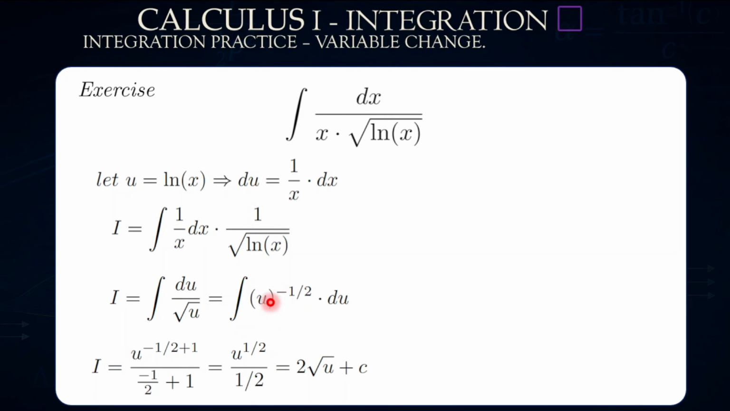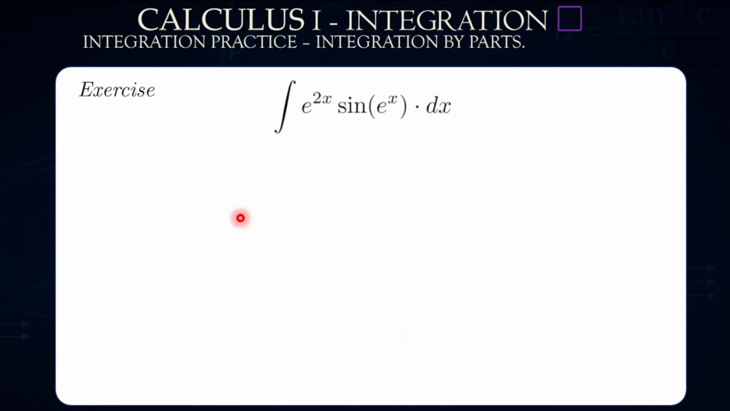du, which is, the result for that is equal to u to the power minus 1/2 plus 1, because you always add 1 to the power, and then you divide by the entire power in the denominator. So u to the power minus 1/2 plus 1 divided by minus 1/2 plus 1, or u to the power 1/2 divided by 1/2 equal to 2 square root of u plus c, which is, you replace back u by ln x, equal to 2 square root ln x plus c.